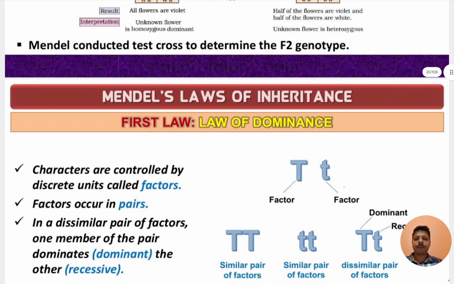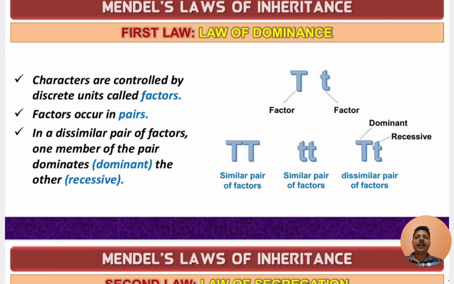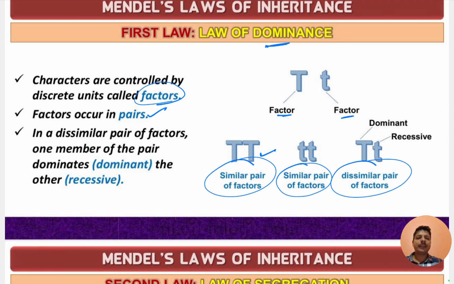Mendel conducted the test cross to determine the F2 genotype. That is the test cross. Finally, the first law, the law of dominance. Mendel stated that characters are controlled by discrete units that are called factors. This is a factor, this one is also a factor, and factors occur in pairs. Factors always occur in pairs. Here you can see a similar pair of factors, here a similar pair of factors, and a dissimilar pair of factors, where one is dominant and one is recessive. In a dissimilar pair of factors, one member of the pair will be dominant, and the other is the recessive one.